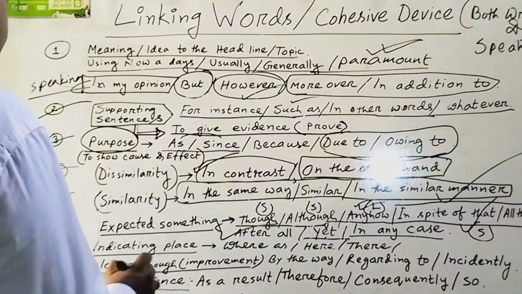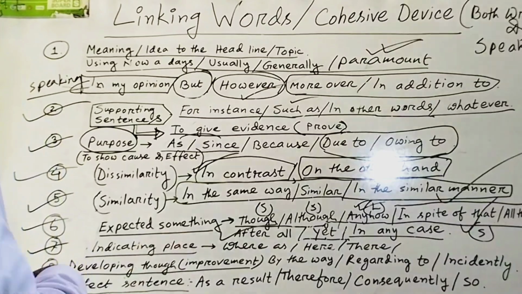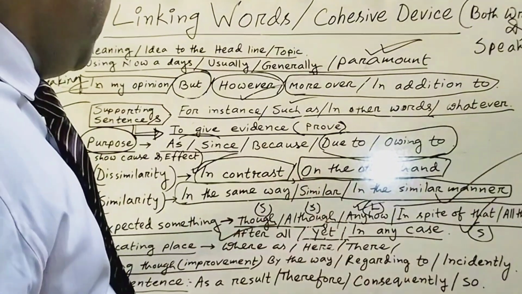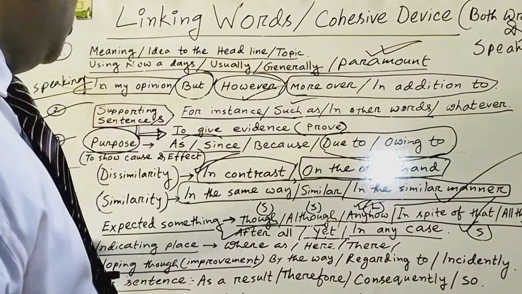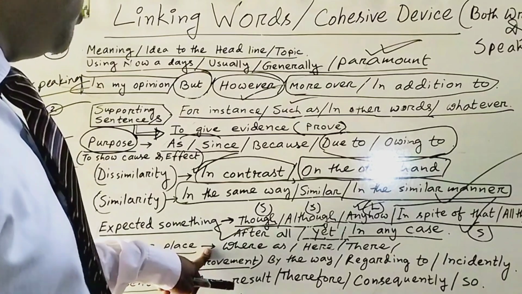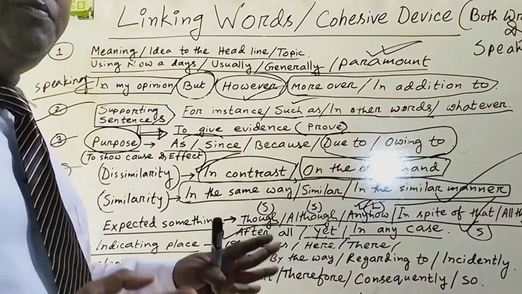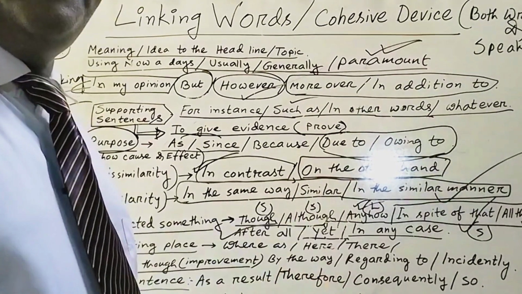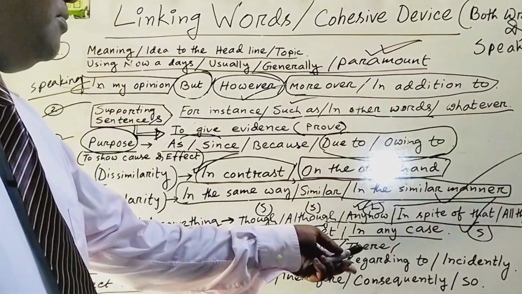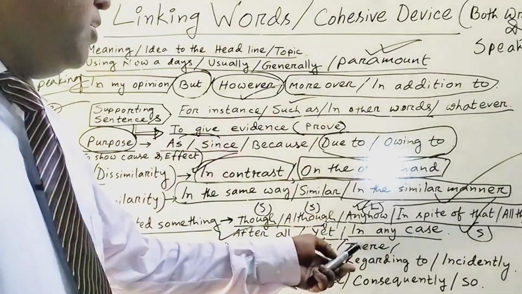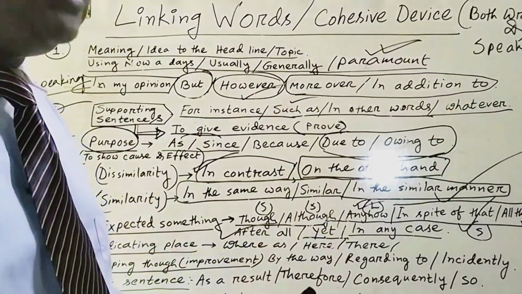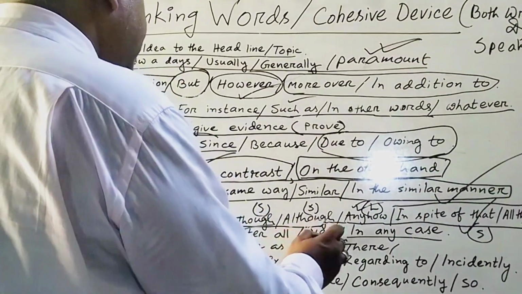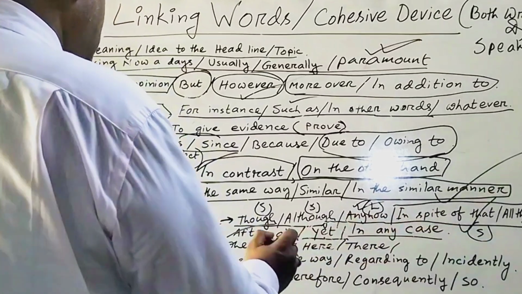Now the next one is number 7, indicating place. If it is necessary to develop any idea in a sentence, or if any word of place is recommended, you can use "whereas", "here" and "there". "There" can begin a sentence, and "here" can start a sentence. Sometimes "here" is the leader of the sentence.